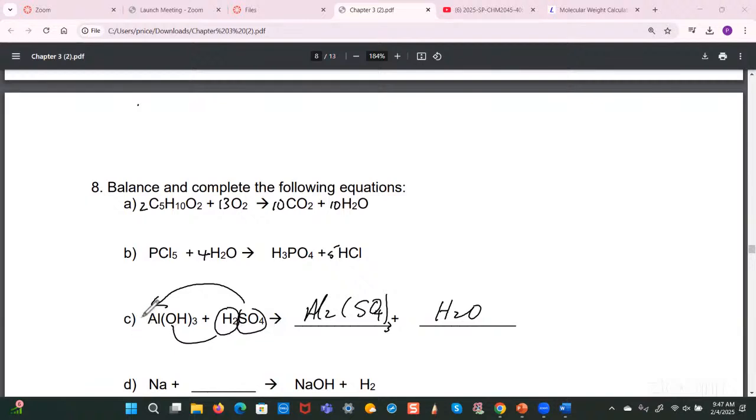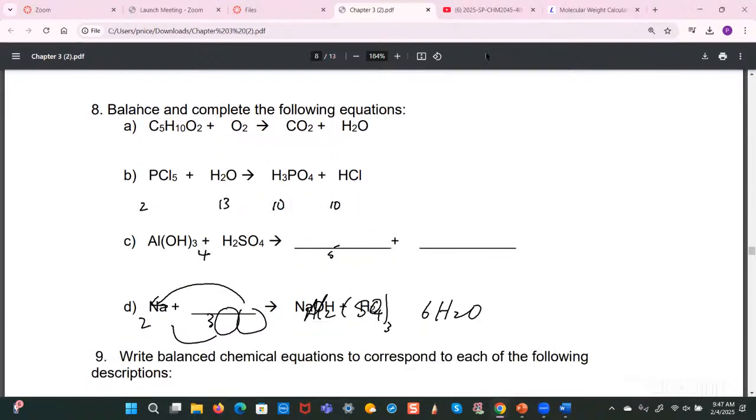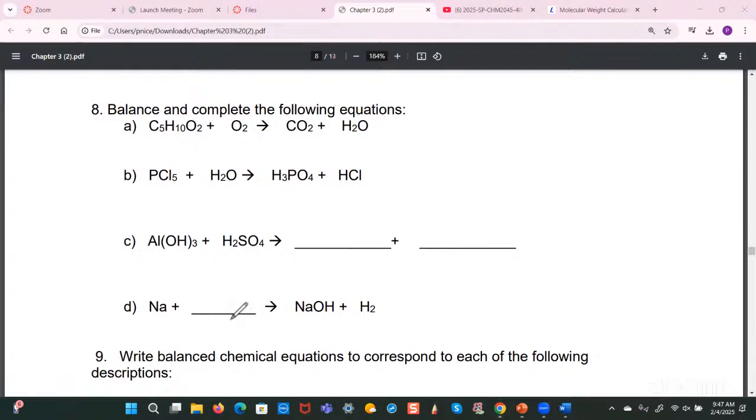2, 3, 1, and 6. That looks right. Yeah, that's right. Okay, very good. Then we get to D. Okay, so in case of D for number 8, actually there's only one missing reactant. Exactly, H2O. Okay, so how do we balance this?